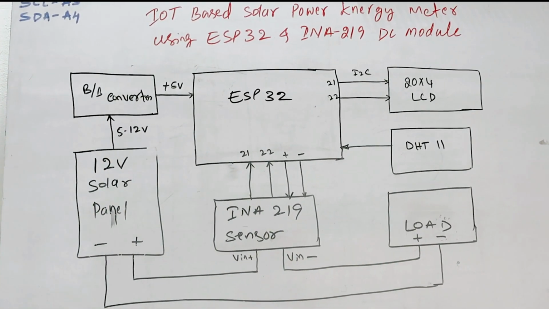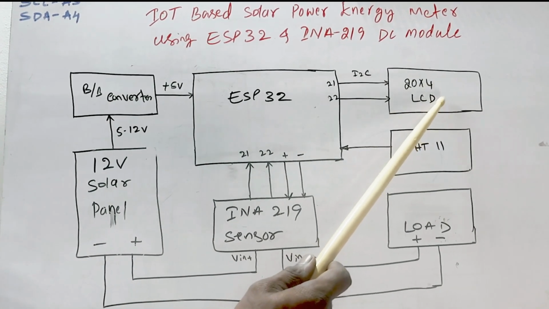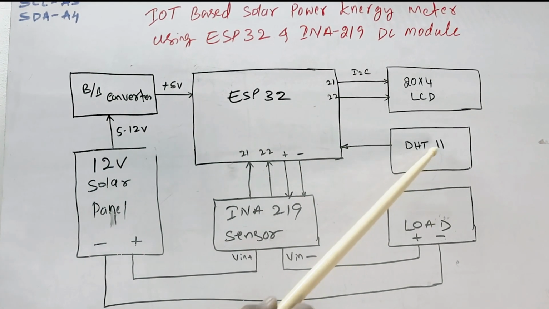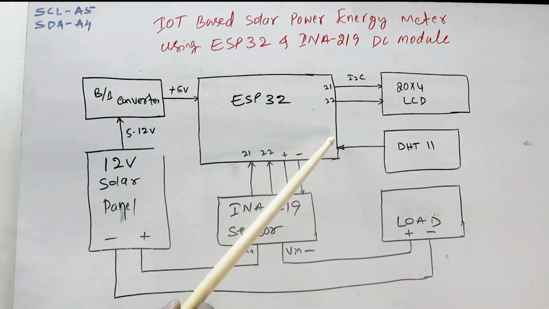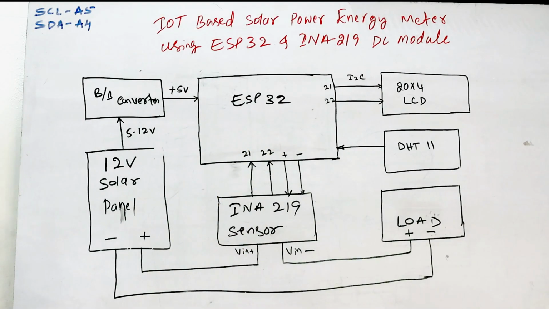And the other accessories are a 20x4 LCD connected to the ESP32 through I2C communication, and a DHT11 connected to pin number 4 as a data line. This INA219 sensor module is connected to pins 21 and 22 for I2C communication.